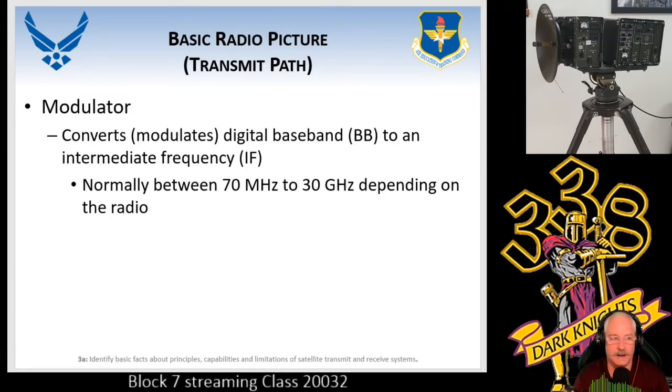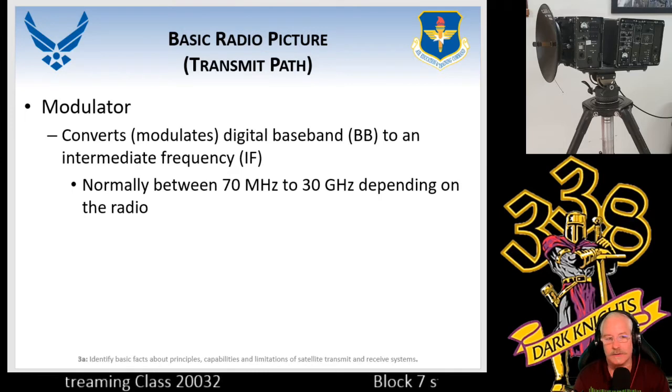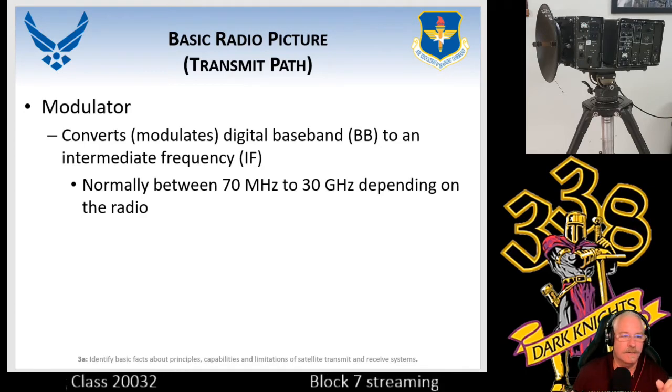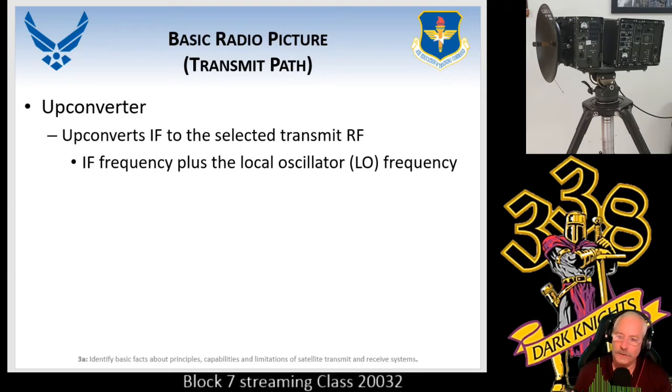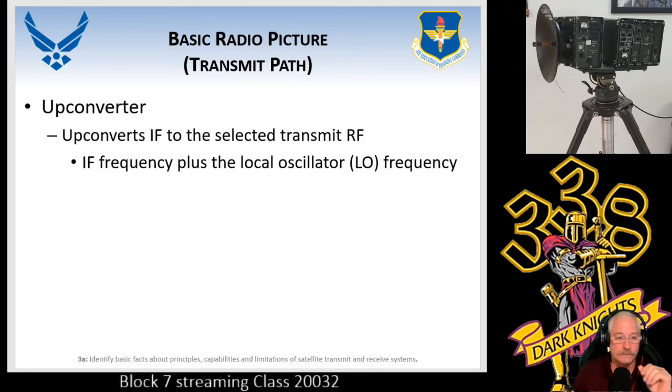So we're going to take the necessary steps and first run the baseband through a modulator. We're going to modulate it onto an intermediate frequency, and depending on the equipment, it could be anywhere between 70 megahertz all the way up to 30 gigahertz. Again, it depends on the equipment. So we're going to take that IF and up convert it. We're going to make sure it goes from IF to RF. Now, we're going to use something called a local oscillator using a phase lock loop, getting that frequency, and it's going to mix with the IF to get it up to the RF.